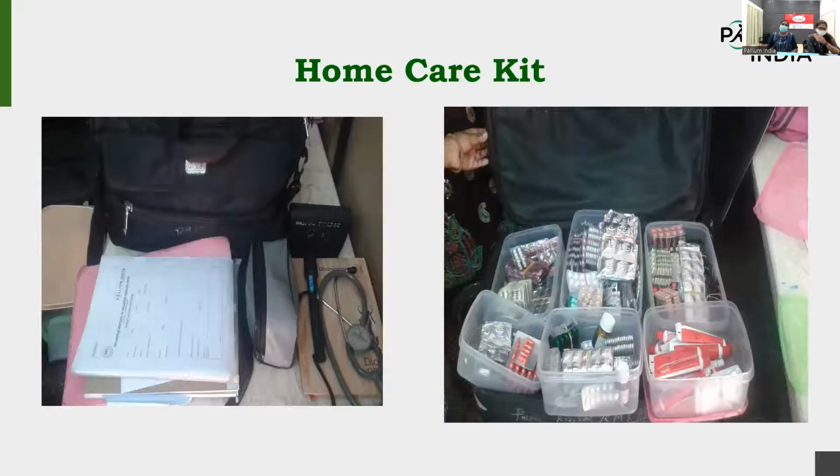This is our home care kit. One is the medicine bag. In the medicine bag, we arrange medicines in boxes: in one box, pain medicines, and in another box, medicines for the gastrointestinal system, then neuro medicines. Like that, we are arranging medicines. In one bag, we keep the records, the BP apparatus, and whatever articles we need to examine the patient. Next, we also have a syrup bag with us.